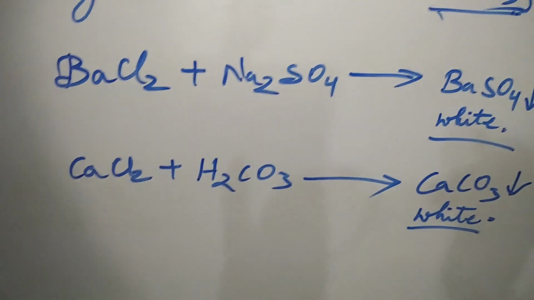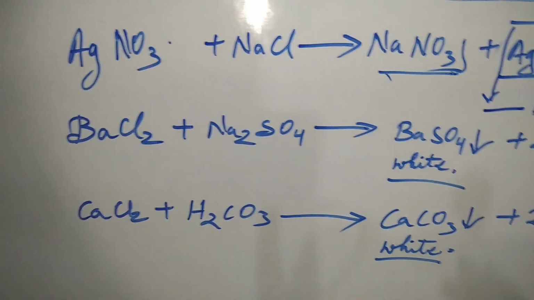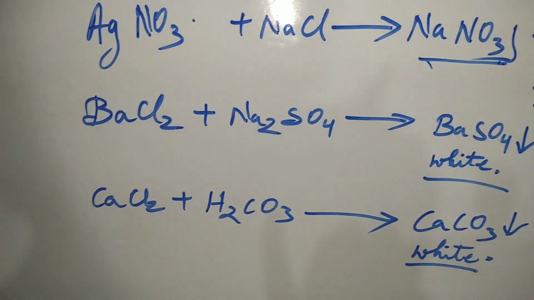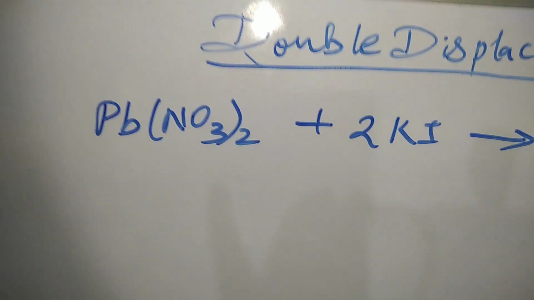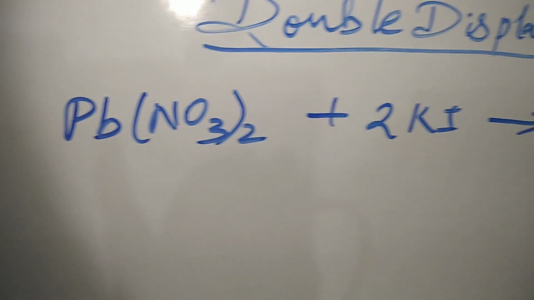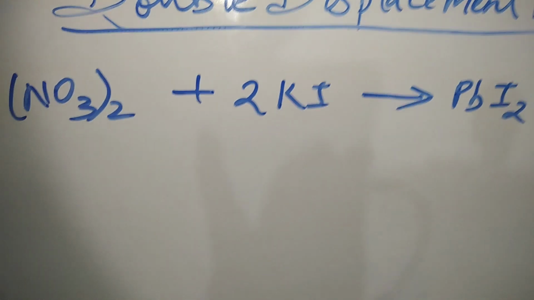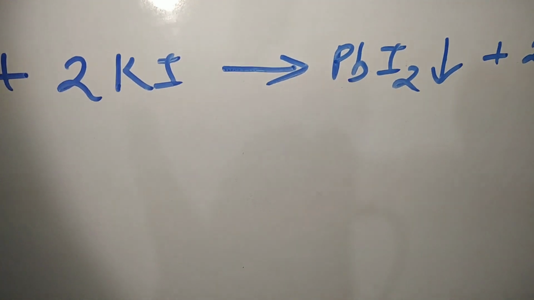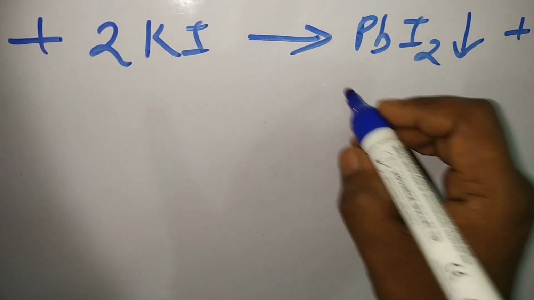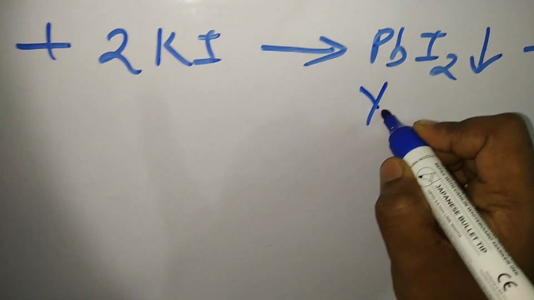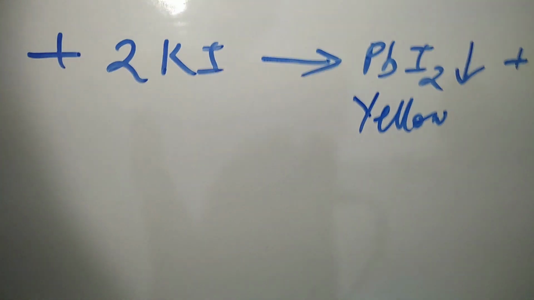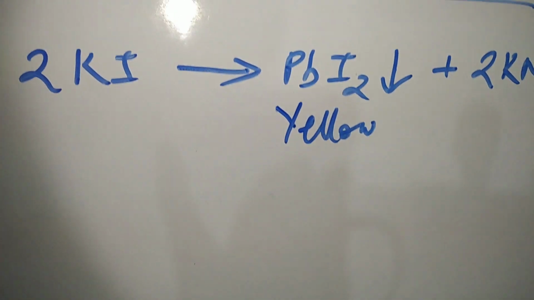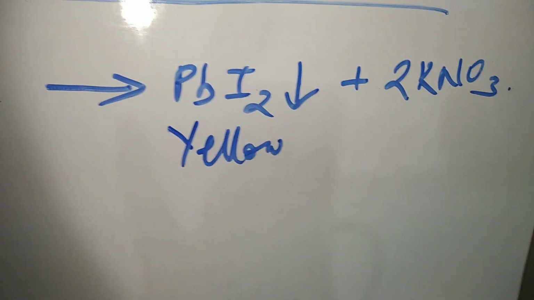Let's see some other examples of double displacement reaction. Now see in this example, Pb(NO3)2 when reacts with KI, it forms PbI2, lead iodide. The precipitate of PbI2 is yellow in color, and KNO3.